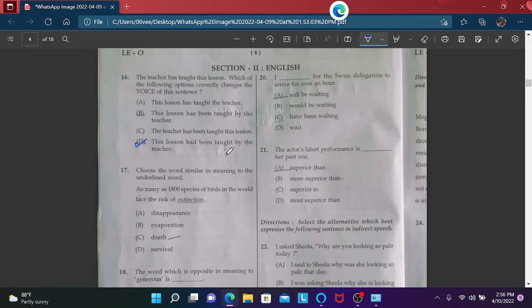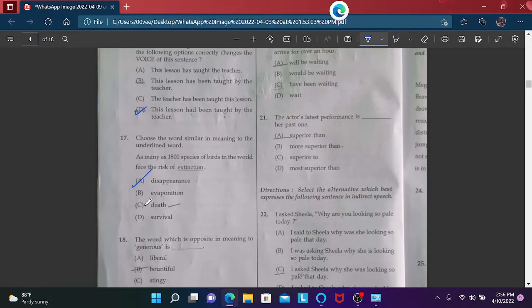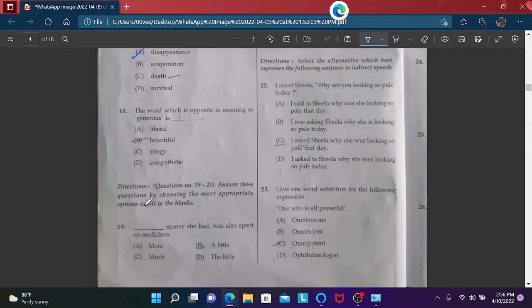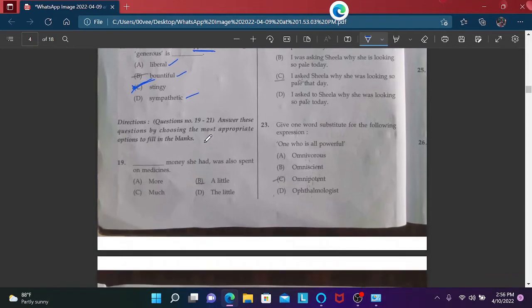Then 17. Choose the word similar in meaning to the underlined word. As many as 1800 species of birds in the world face the risk of extinction. Extinction means disappearance. Option A. The word which is opposite in meaning to generous. Generous means liberal, bountiful, sympathetic. Sympathetic? No, okay, almost. But the opposite in meaning means stingy. Stingy. Okay, option C.